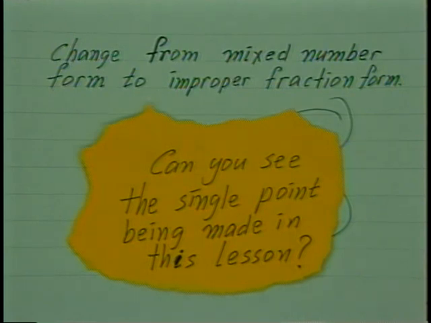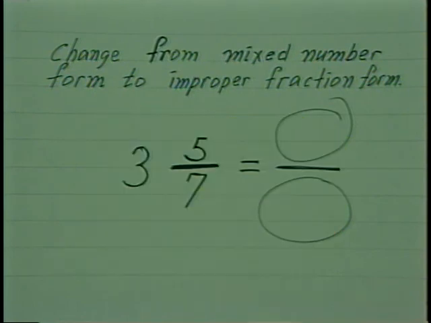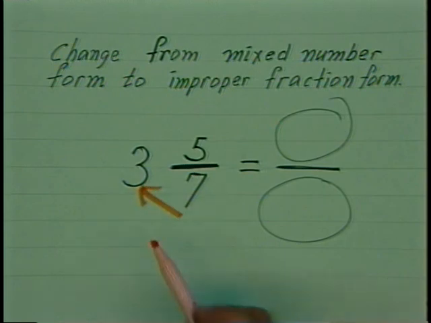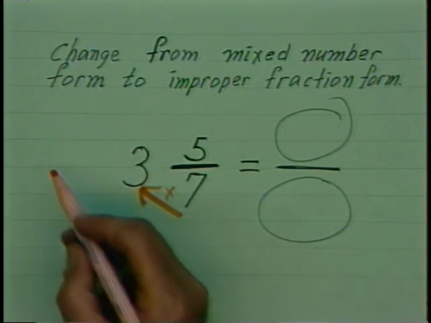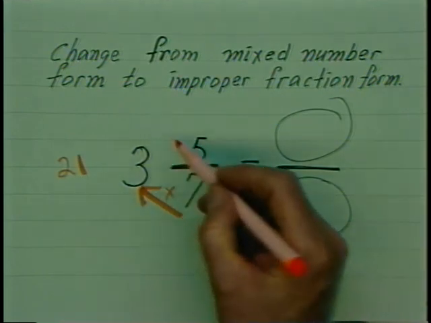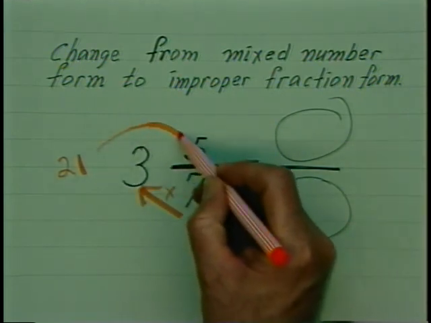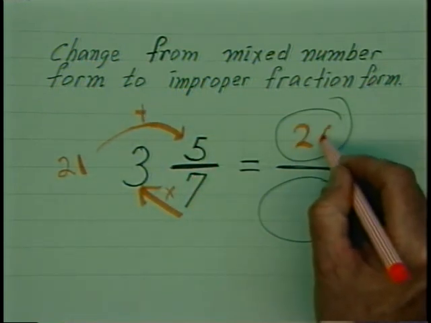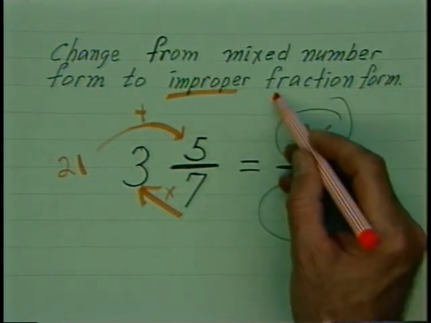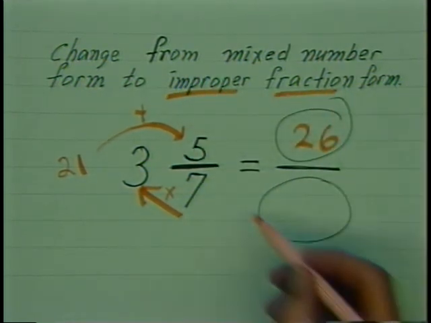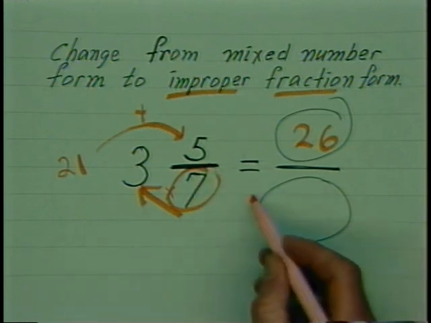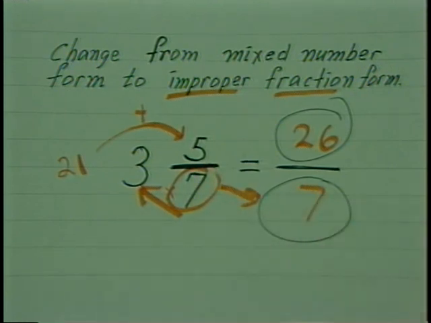It was simple enough. Simply this: to form our new top, or numerator, we first multiplied these two, the denominator times a whole number, that's 21, then added that to the numerator, so that gives me 26, which becomes the numerator of my improper fraction. And then the denominator of my so-called improper fraction simply stays the same as the original fraction.